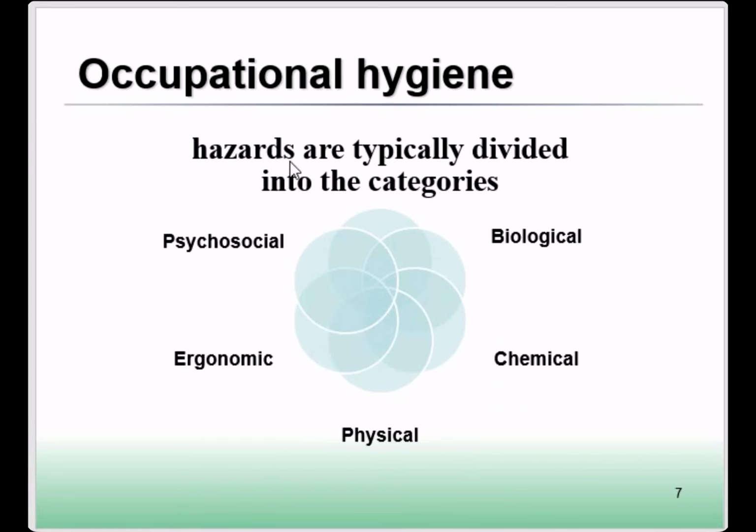And the hazards are typically divided into 5 different categories. The first one is biological, the second one is chemical, then physical, ergonomic, and psychosocial. These are the 5 types of hazards in the occupational place. The majority of the hazards are biological, chemical, and physical, especially the chemical hazards, which are the most common hazards in the occupational place.